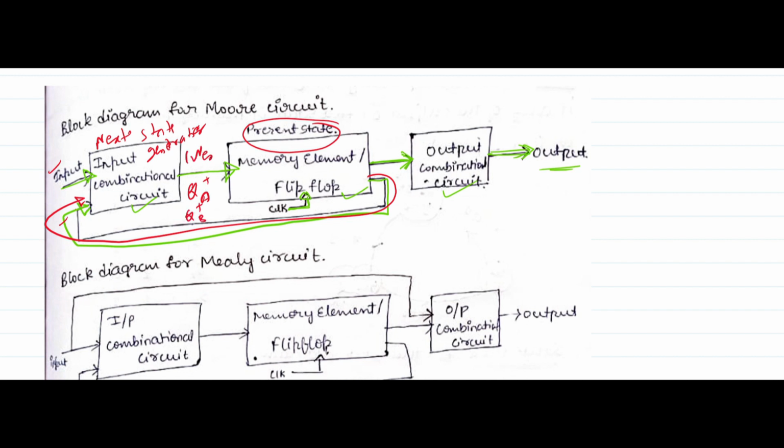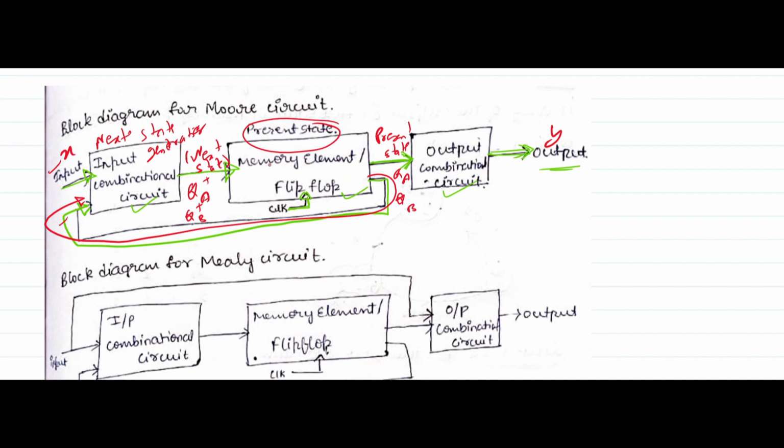Here the output is the next state, like QA plus, QB plus, and so on. Here the output is the next state, and here the output is the present state, which is like QA, QB. This input is X, and this output is Y.